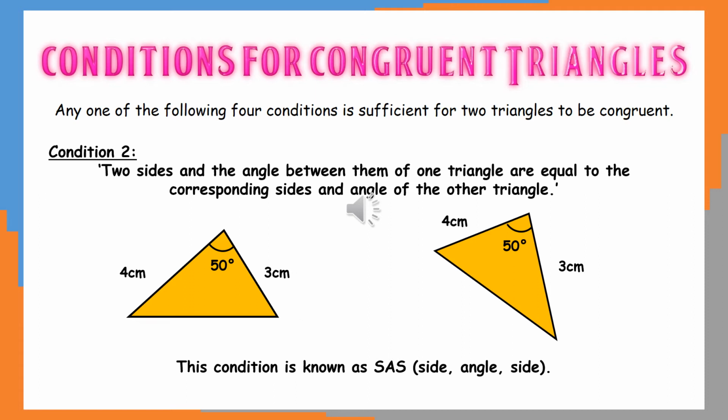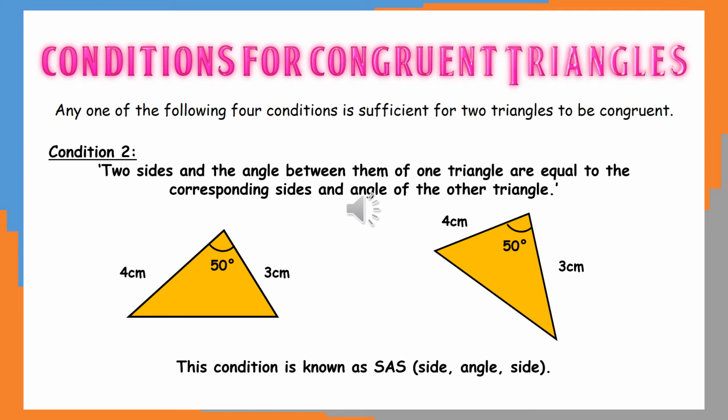Condition 2. Condition 2 states that if two sides and the angle between them of one triangle are equal to the corresponding sides and angle of the other triangle, then the two triangles are congruent. Miss, I didn't understand again. What does it mean? Can you explain? Yes, of course I will explain. It means that if two sides and the angle between them are equal to the corresponding sides and the angle between them in the other triangle, the two triangles are congruent.